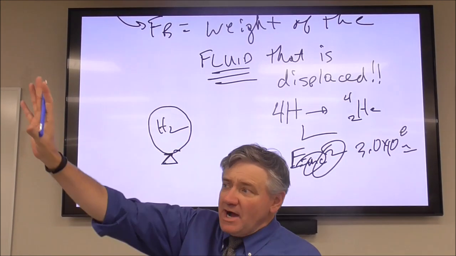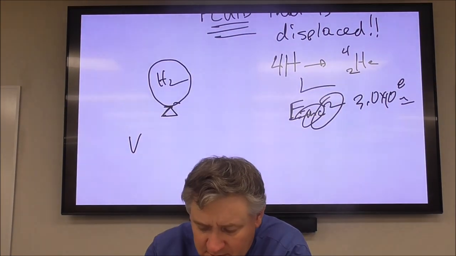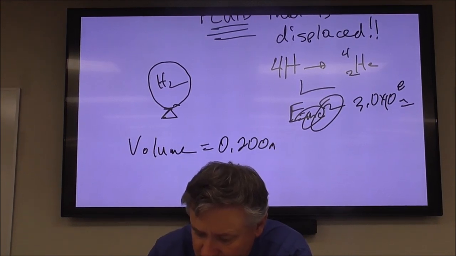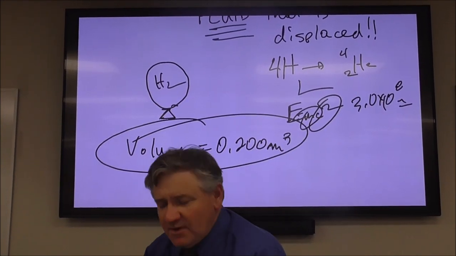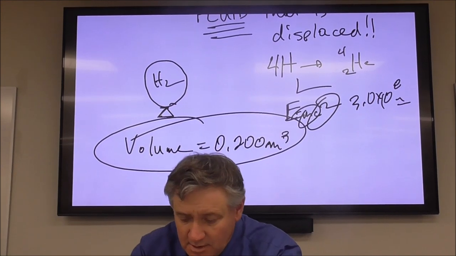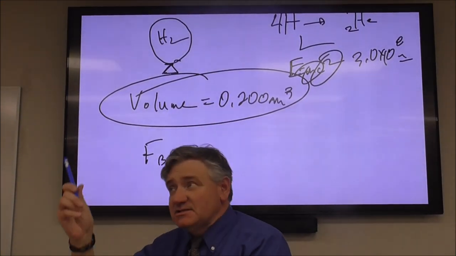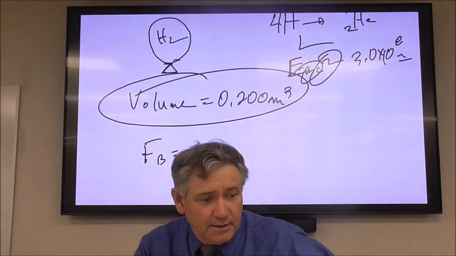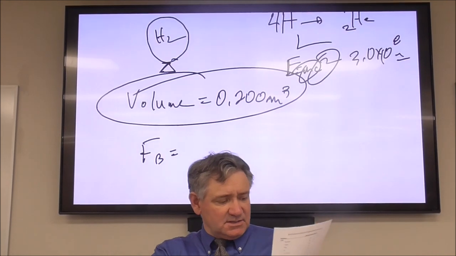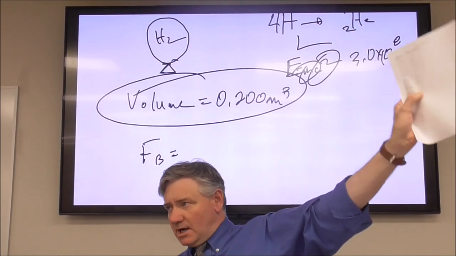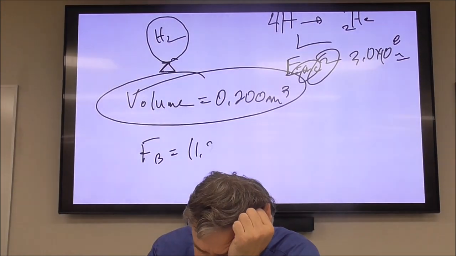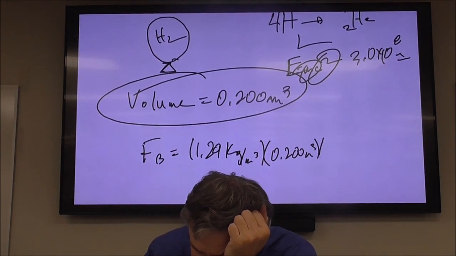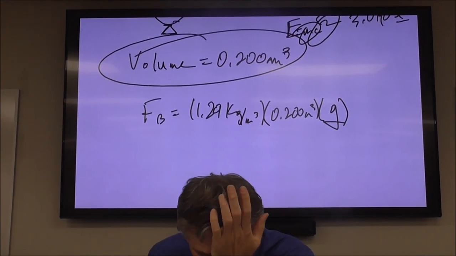So here I have a hydrogen-filled balloon. Let's say that the volume of the balloon, just to make the math easy, is 0.2 cubic meters. If I want to find the buoyant force created by that balloon, my density, now this is not the density of the hydrogen inside, it is the density of air. So if you look on here where you have different densities, the density of air is 1.29 kilograms per cubic meter. So that's going to be 1.29 kilograms per cubic meter times 0.2 cubic meters times g. Somebody run the numbers. Take 1.29 times 0.2 times g.